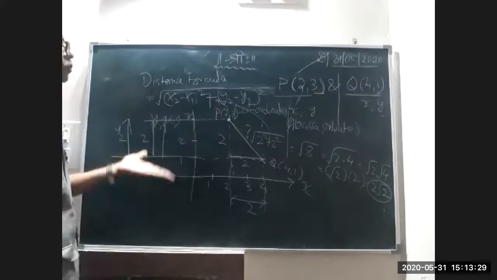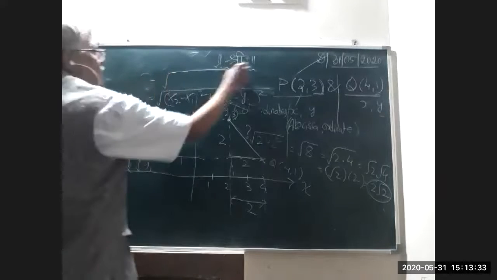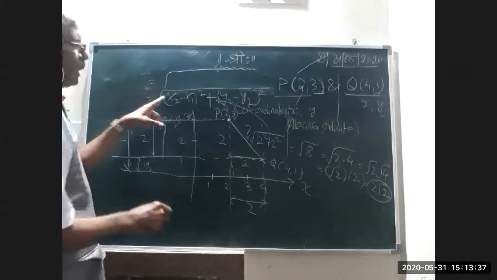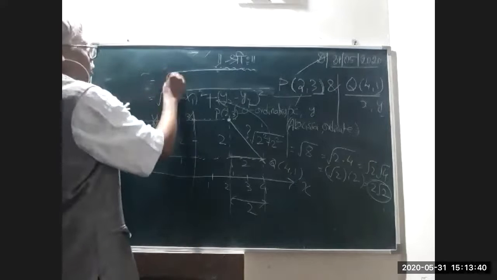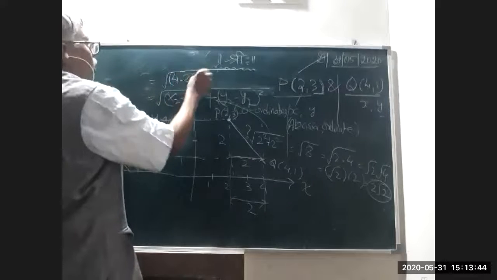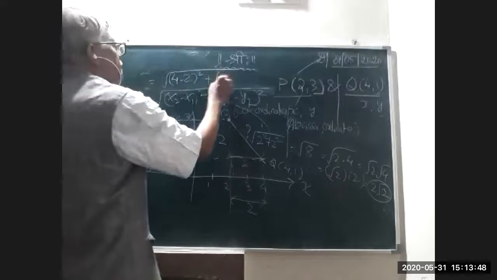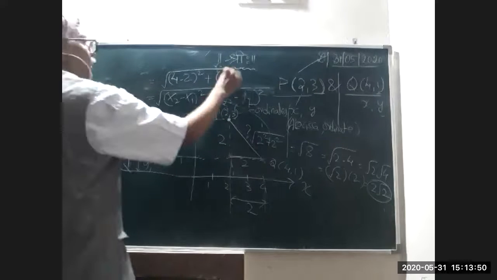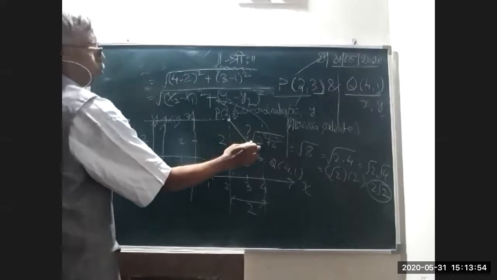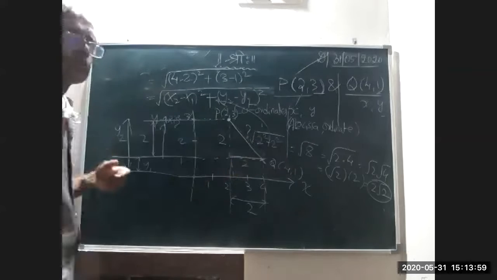Substitute your values, the coordinates. Now, x2 is 4 and x1 is 2, plus y2 is 3 and y1 is 1. That's all. 4 minus 2 is 2 square, 3 minus 1 is 2 square. We have already got the solution, 2 root 2.